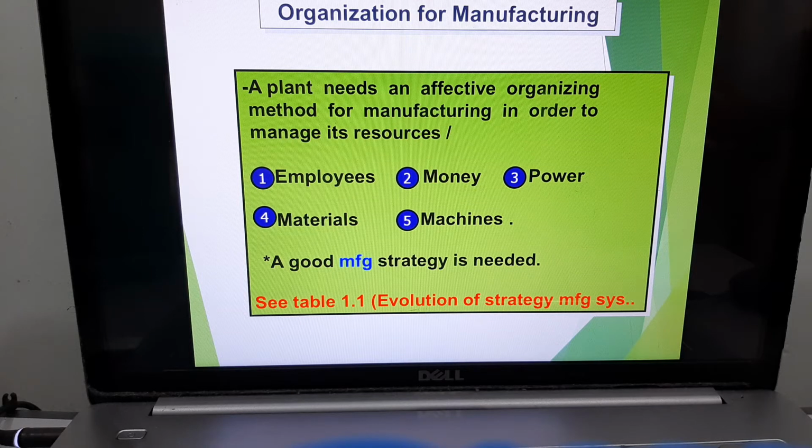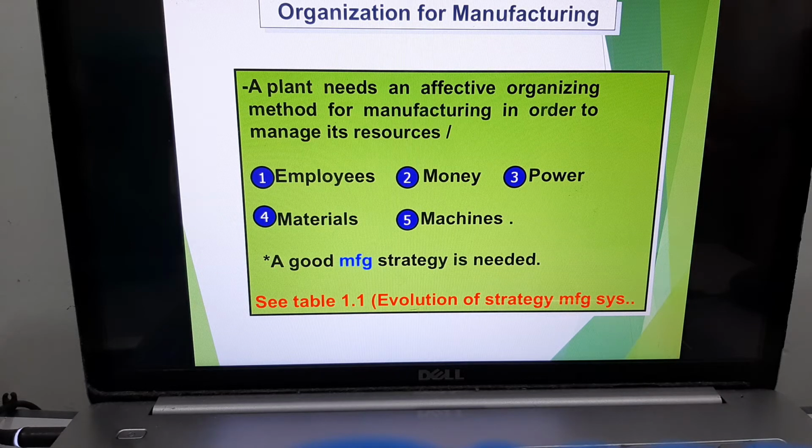Then you have something called a working capital. A working capital is basically a continuous cost incurred. For example, you need to pay the salary of workers every month. You need to pay your utility bills, your electricity bills, water bills every month. You need to buy raw materials every month. So this is considered a continuous cost that is incurred every month.